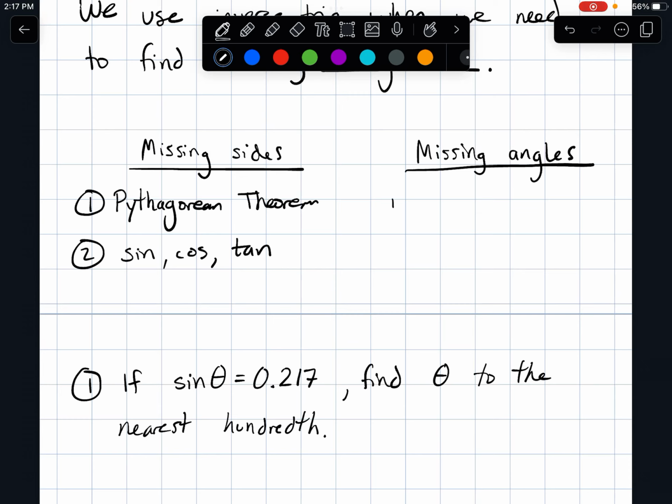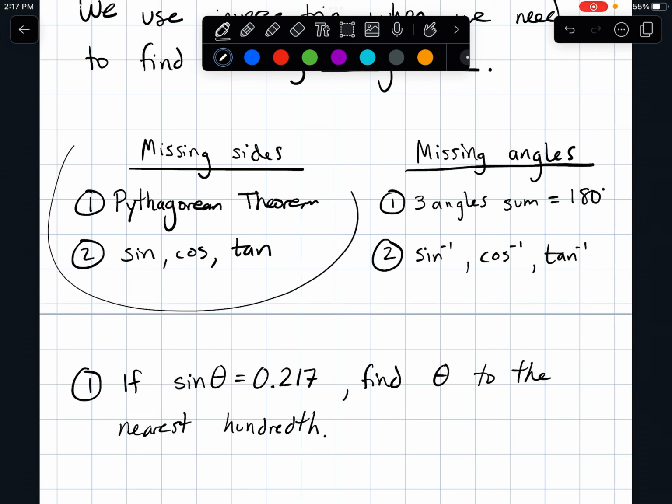For missing angles, well, the first way is that I know that all three angles add up to equal 180 degrees. So if I know two of the angles in the triangle, I can always find that third angle by just adding them all up to 180. And then the other way that I can find missing angles is my inverse trig functions: inverse sine, inverse cosine, and inverse tangent, okay? So if we're looking for missing sides, we're going to use one of these strategies. If we're looking for missing angles, we're going to use one of those strategies.